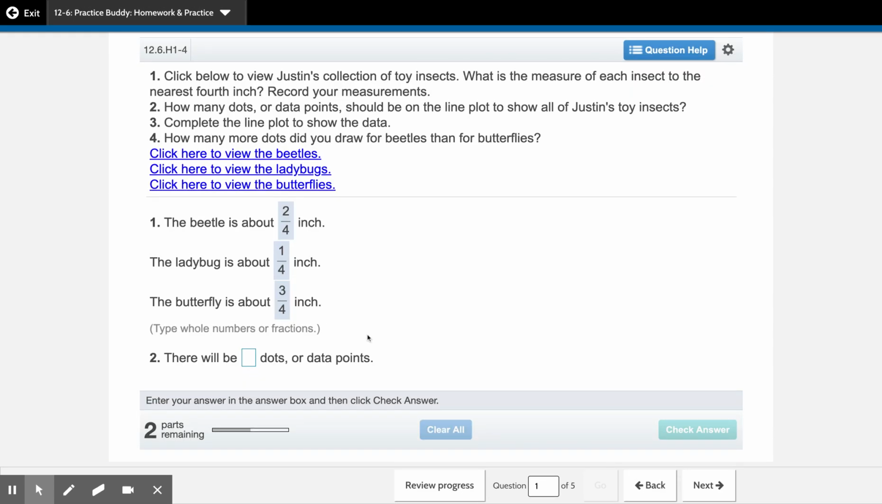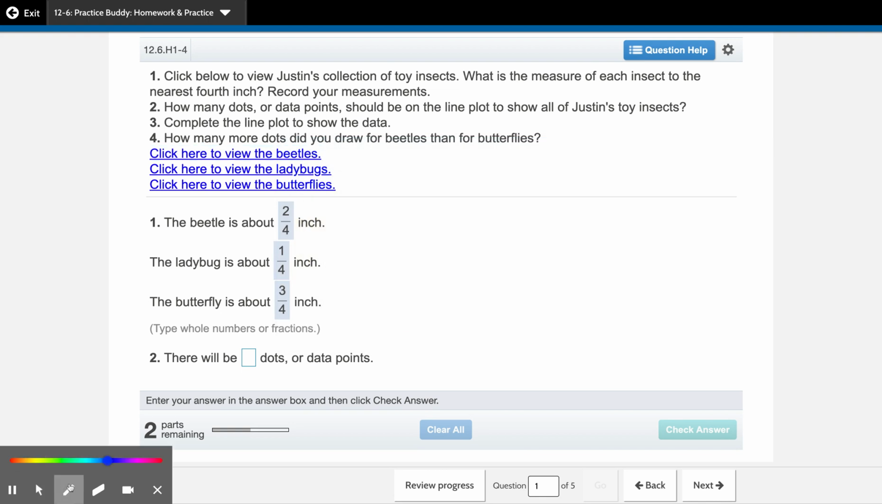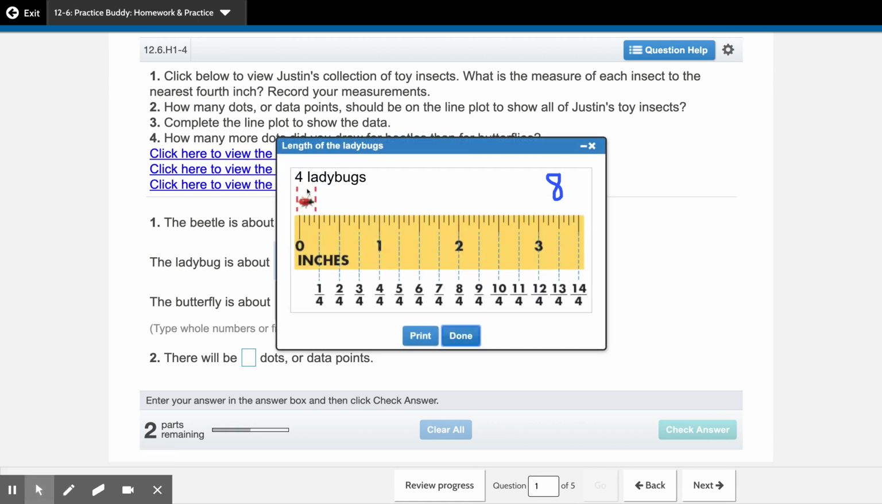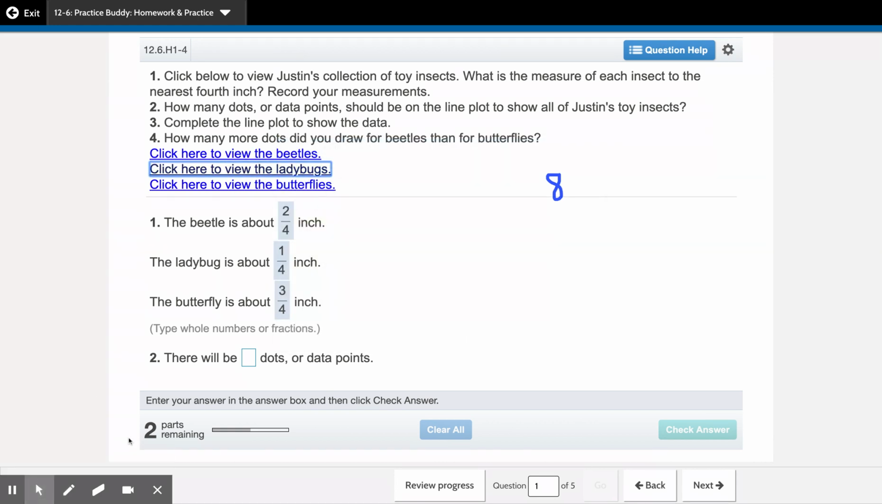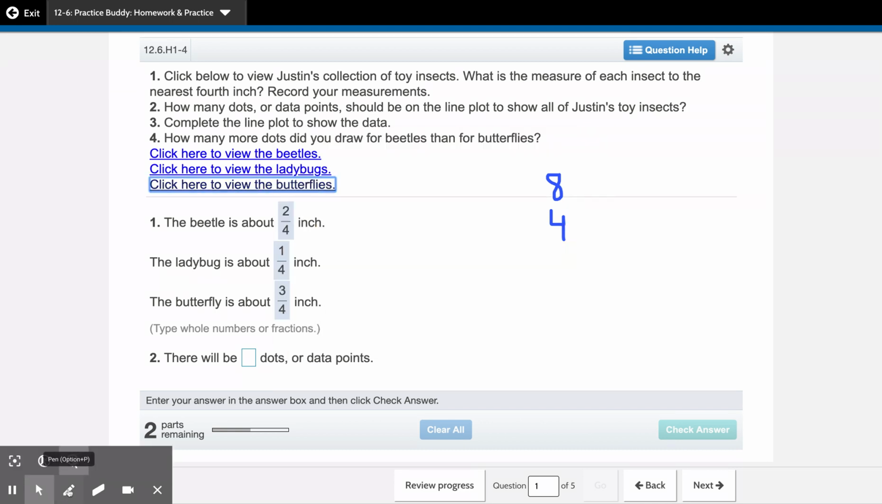Now to find out how many dots or data points there are going to be, I have to go back and look at my picture, and it's going to tell me that there are 8 beetles. So I'm going to go ahead and get my marker here, and I'm going to write down 8. Let's see how many ladybugs there are. There are 4 ladybugs. And there are 7 butterflies.